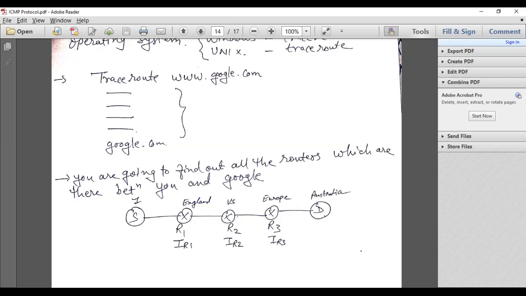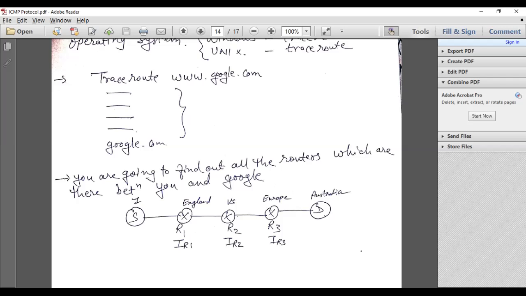But then how can we make sure that the routers will send you a message? Routers are very busy, and generally they don't intentionally implement such messages, right? So using the existing messages, you have to cheat them in such a way that they will send you a message back. For that, we are going to use ICMP TTL exceeded.